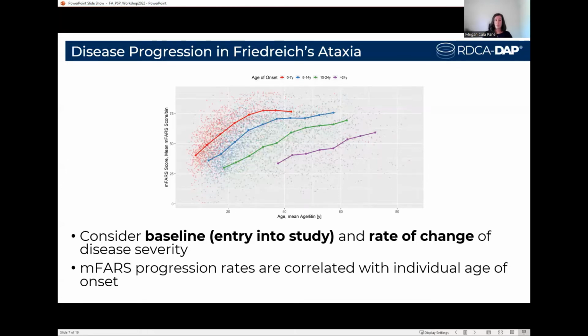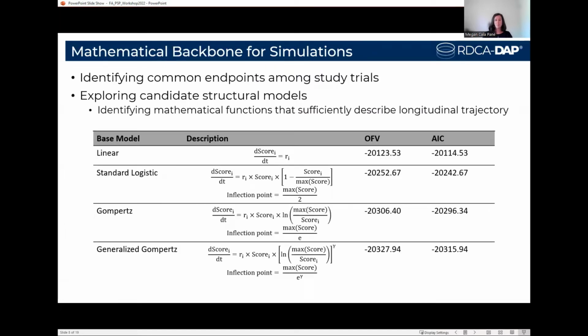So in the case of Friedreich's ataxia, the age of onset could be incorporated into a model of disease progression to quantify some of the variability that is observed in the population. And the math behind these models can be thought of as the backbone and what enables simulations to be run from these models in order to test different scenarios and to answer clinical trial design questions.